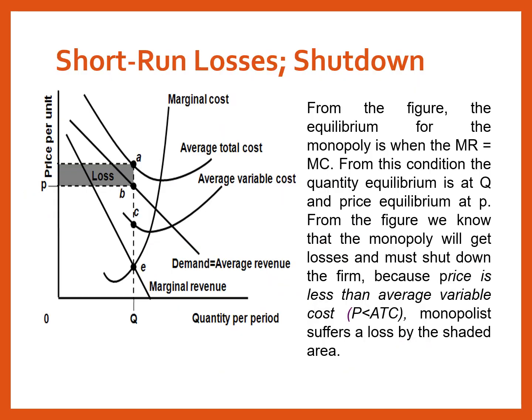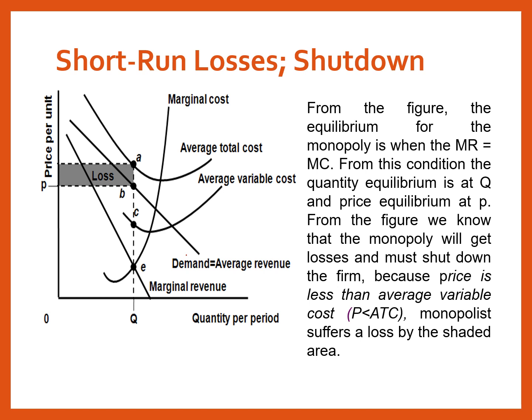So next, this is about the concept of the shutdown. Okay, so this is about the short run losses for the shutdown. So dekat sini kita ada nampak a few curves. First we have a marginal revenue, demand, average variable cost, total cost, and also the MC. So kita tengok pada explanation here.